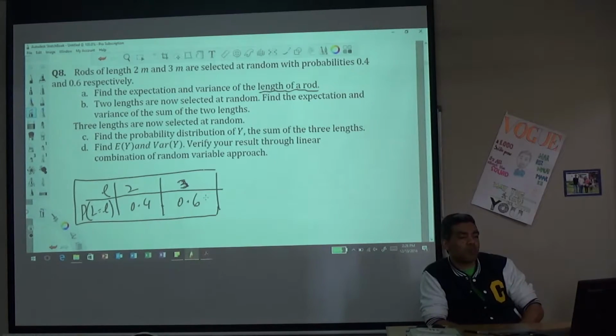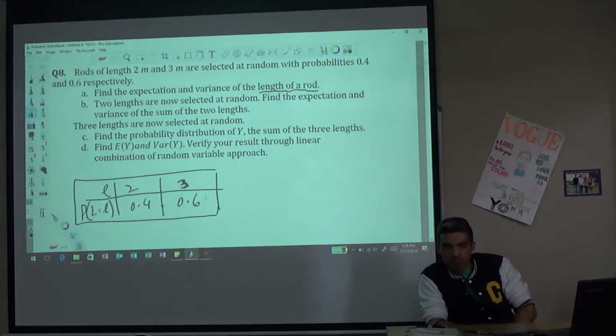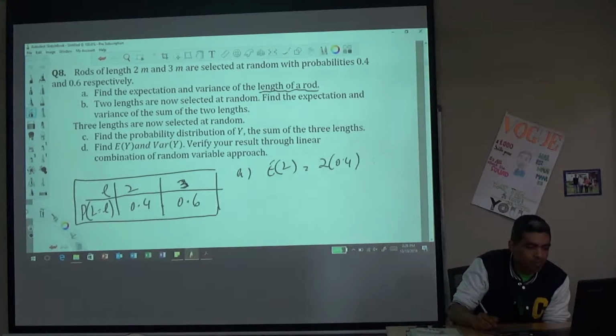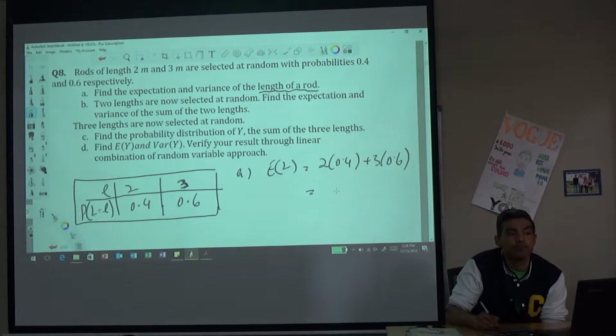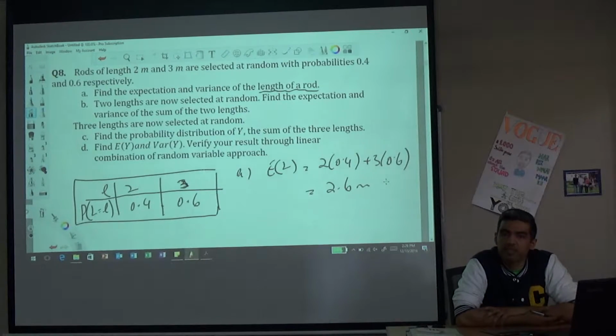So can you find the expected value? That means on average, if I were to pick a rod, what length of rod would I get? So that's how you get the expected value. The expected value of the length would be to multiply each value with its own probability. What's the answer? 2.6. 2.6 meters is the expected value.